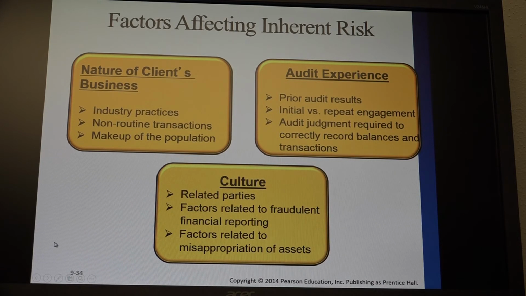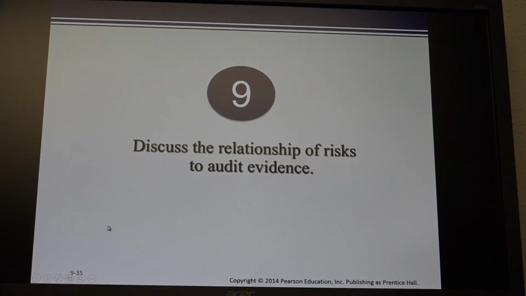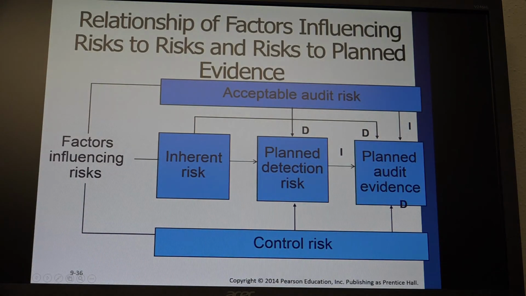Next, we want to talk about the relationship of the risks to the audit evidence. And so here, what you have to note is that as control risks increase, the auditor will want to gather additional evidence to minimize the risk of failing to find a material misstatement.